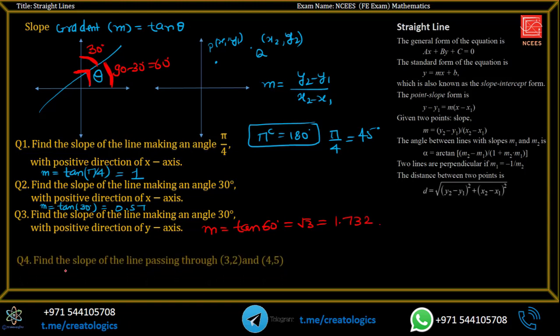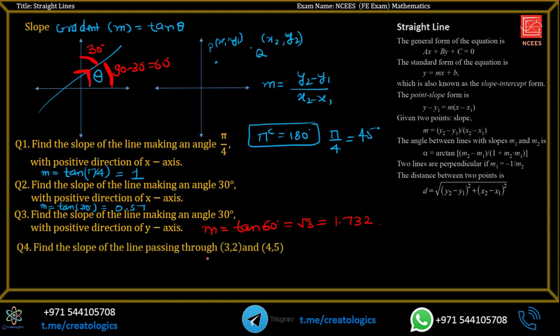Next question is find the slope of the line passing through these 2 points. If the line is passing through these 2 points, we can always find the slope given by m is equal to, here we have 3, 2 as x1, y1, and 4, 5 as x2, y2. So we have y2 minus y1 upon x2 minus x1 is equal to, and it is the slope of that line which is passing through those 2 points.